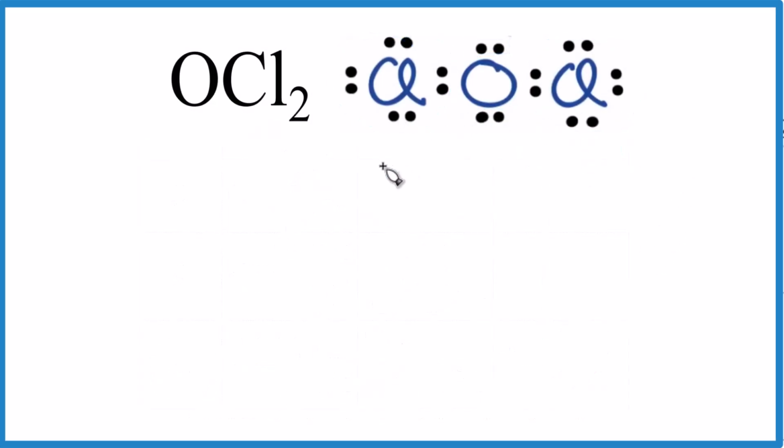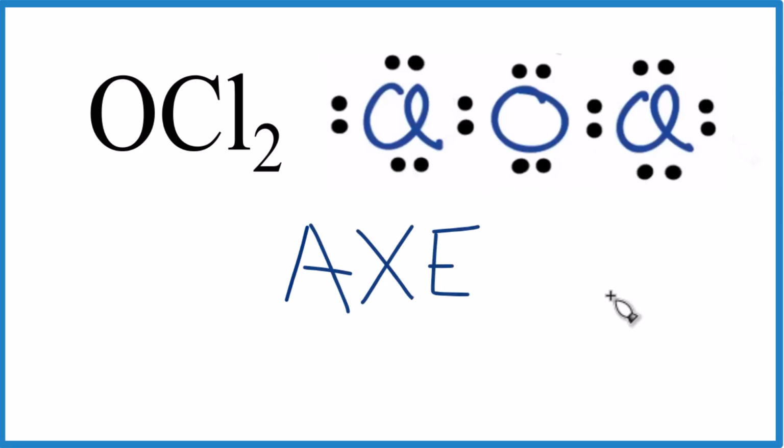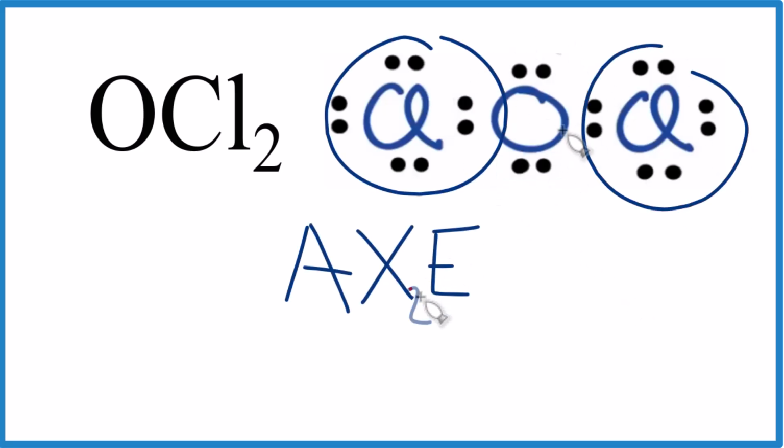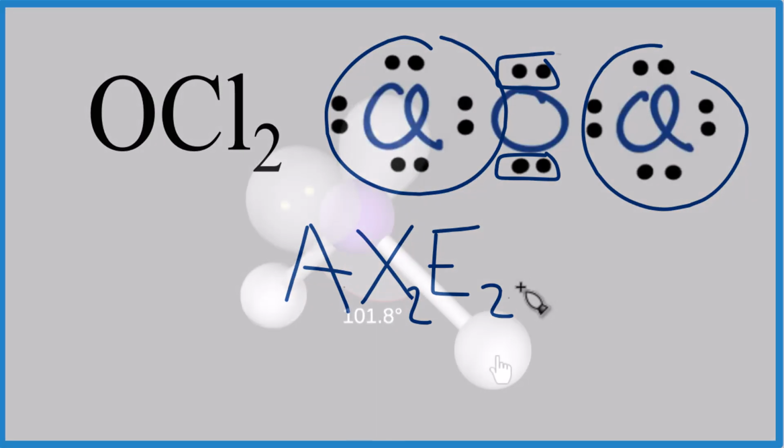Let's go back to our Lewis structure, and there's one more way we could do this. We could use the AXE notation. A is the central atom, the oxygen, we have two chlorine atoms, and E is the number of lone pairs, and we know that's important to the shape of the molecule. Two lone pairs. AX2E2, if you look that up, you have a bent molecular geometry.